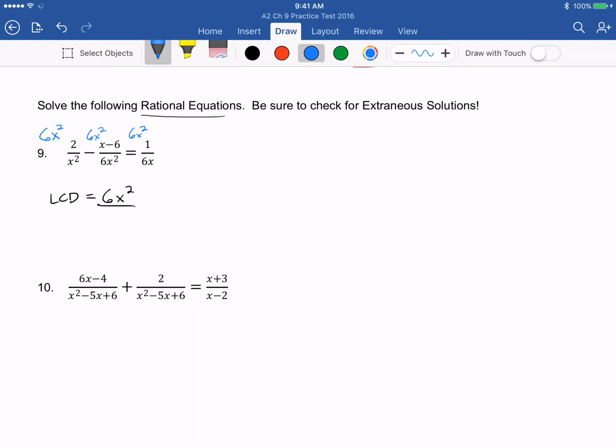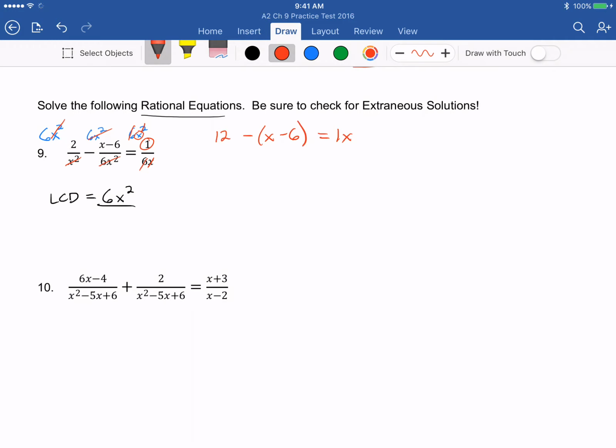So I did that for a reason, because now I'm going to go through and cancel out my denominator. So my x squared, I can cancel out with that x squared. So I'm left with 12 minus this 6x squared, cancel out that x squared. So I'm left with minus x minus 6 equals this x cancels out with this x, this 6 cancels out with this 6. So I'm left with just that 1 and that x there. So I'm left with 1x.